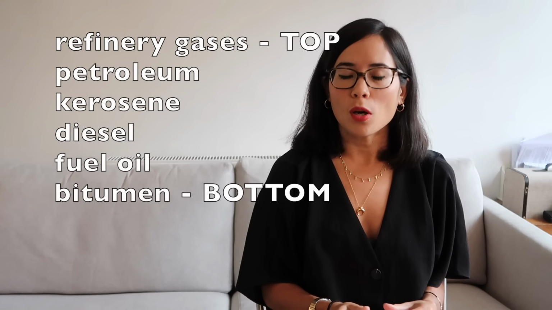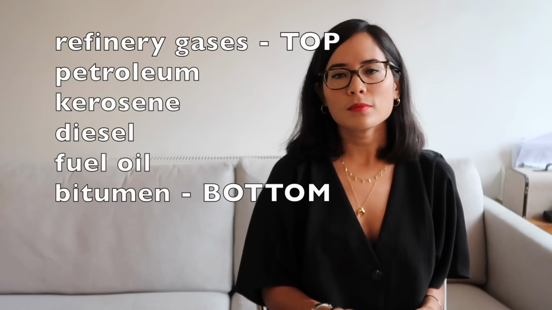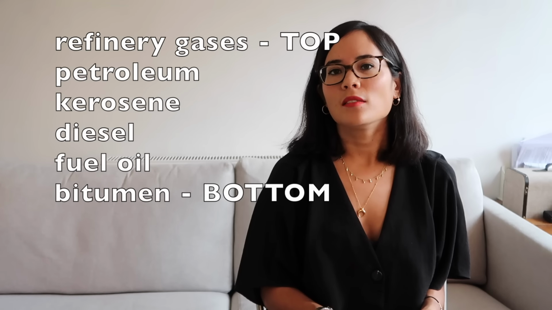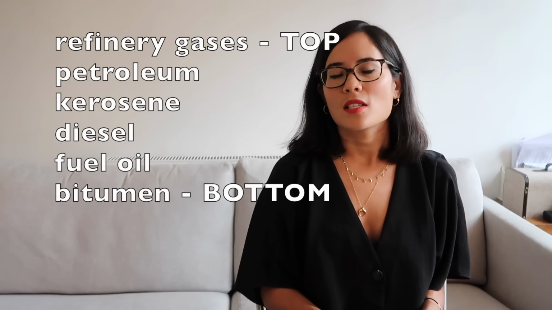Now looking at the top then, we need to go through the order in which the fractions are condensed. So refinery gases occur at the top. After that you have petrol, then you have kerosene, followed by diesel, fuel oil, and lastly bitumen.